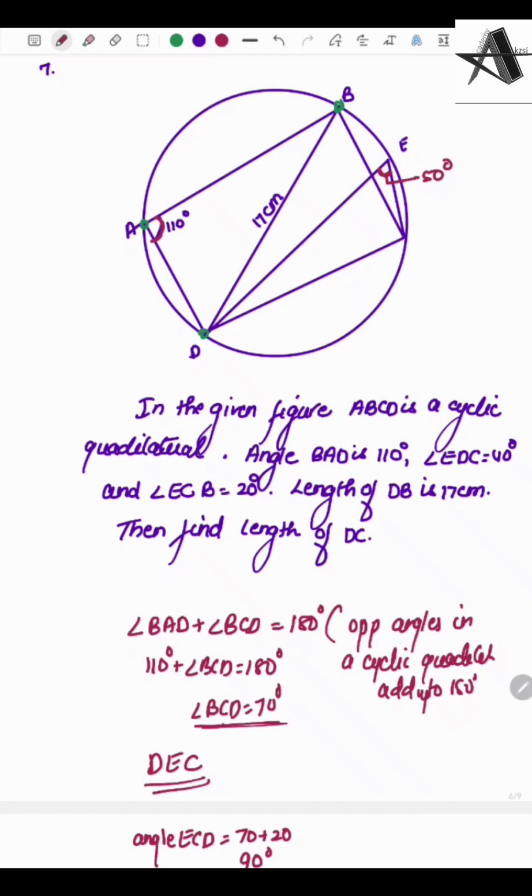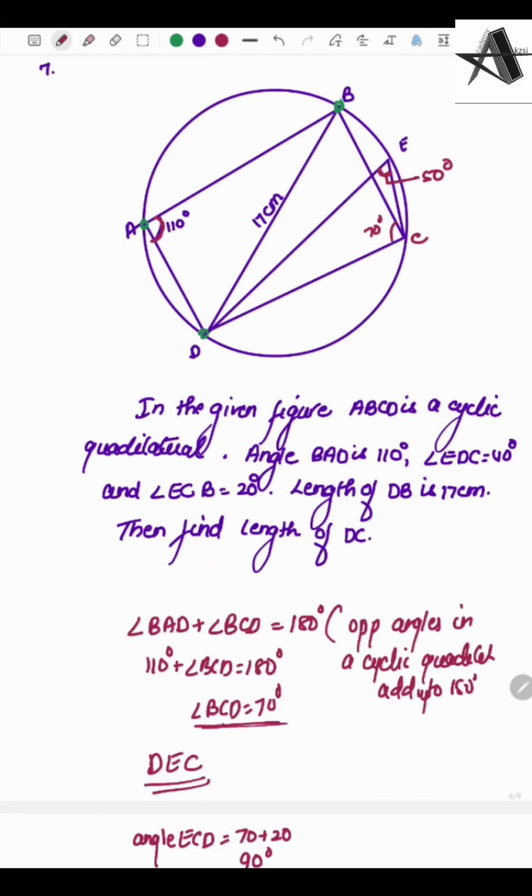Now I need to see what else I can do. I'm done with this triangle because I know all the angles, no side involvement. So neither sine rule nor cosine rule is going to help me. That means I need to shift to the other triangle, that is DBC. I need to shift my whole focus on this one. But again, I have only one side and one angle, 70 degrees. I don't know the other angle.